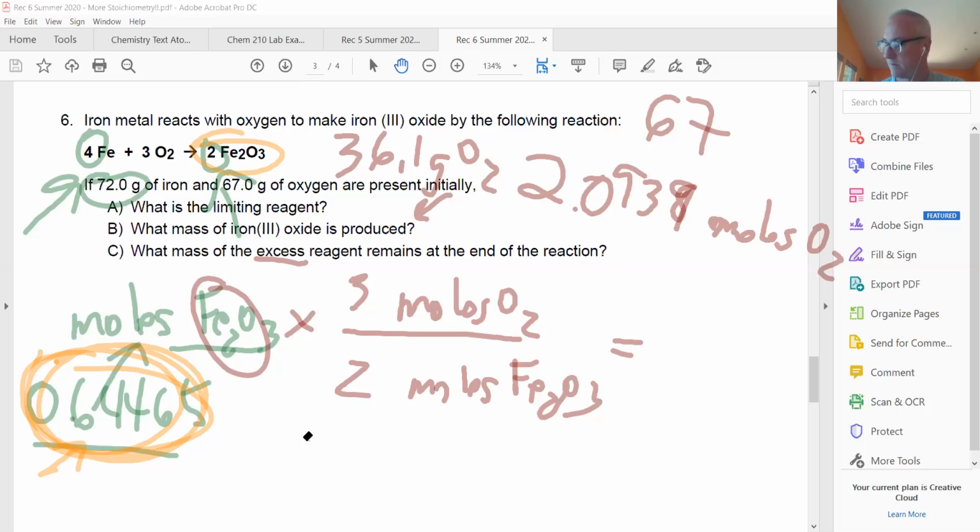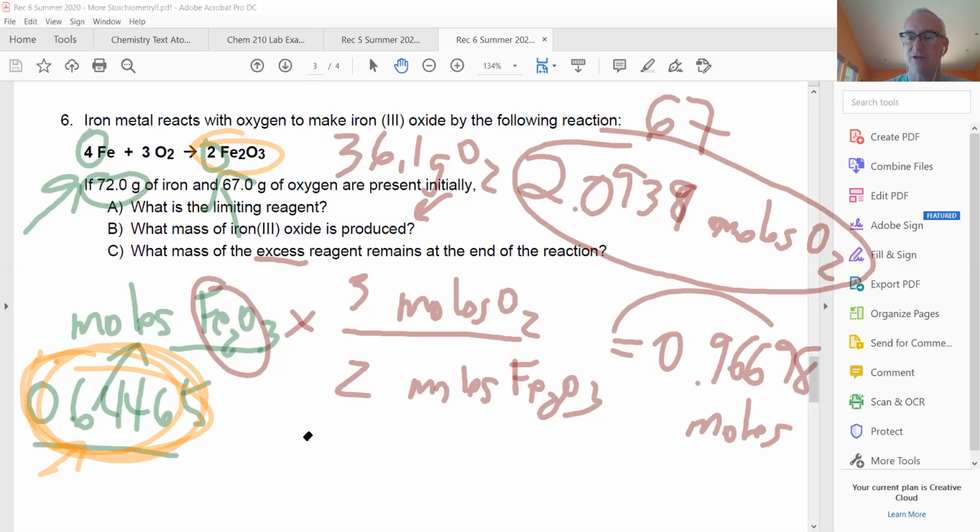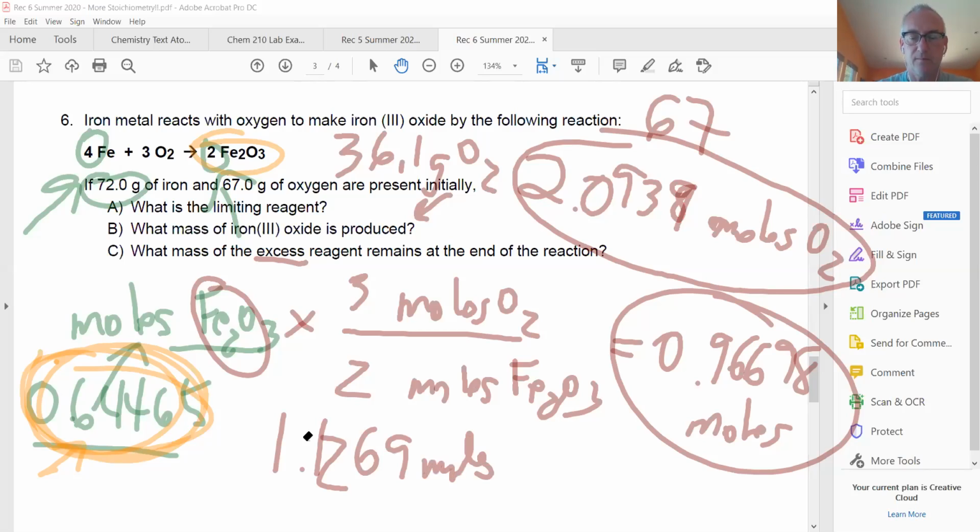0.61465. So that's 0.96698. So that's how many moles were consumed. So we started with this many, and we consumed this many. So the difference is 1.1269 moles left over. That's in excess. And then you just multiply that number by the molar mass.